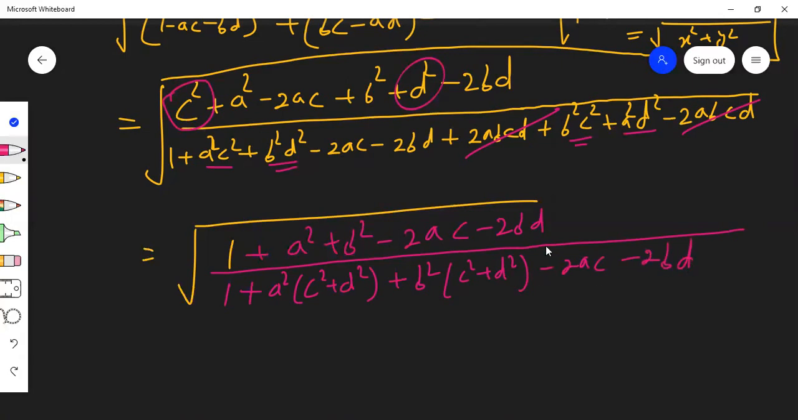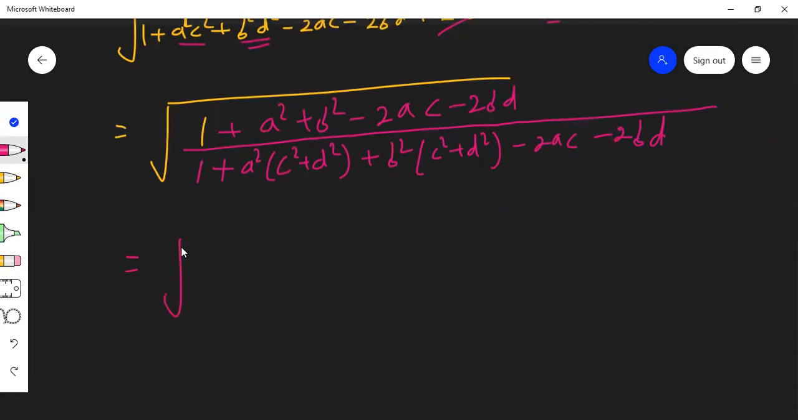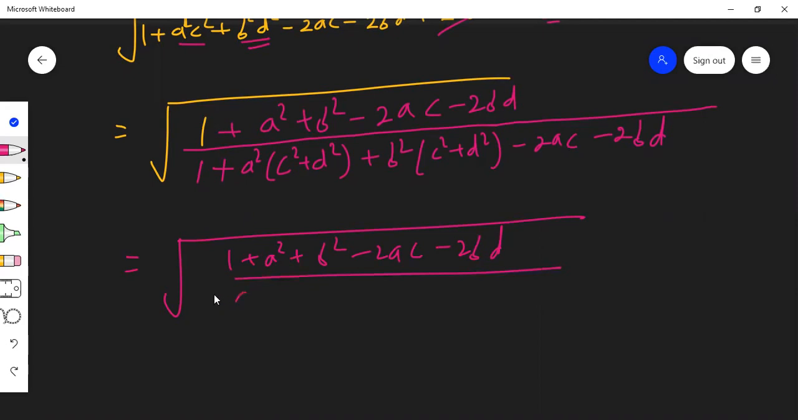Now we can see the numerator and denominator are the same, which can be crossed out. This is the square root of 1 plus a squared plus b squared minus 2ac minus 2bd, and the denominator also comes the same: 1 plus a squared plus b squared minus 2ac. Now they can be crossed out, so the square root of 1 means 1. So our answer is 1, all right?